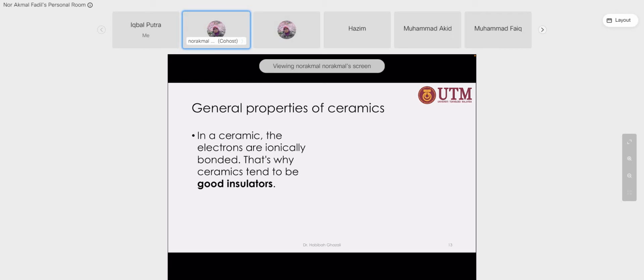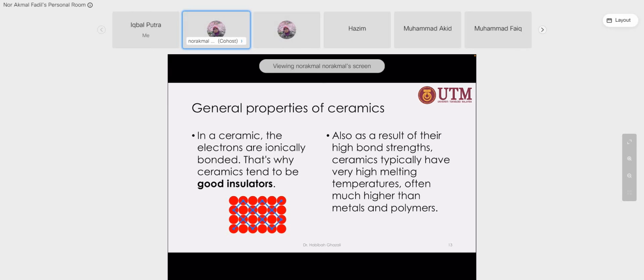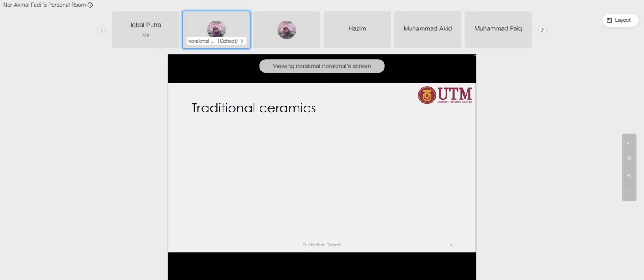So in a ceramic, the electrons are ionically bonded. That's why ceramics tend to be good insulators. Okay, so there are no active electrons moving around. Therefore, all the electrons are occupied in the orbitals of the atoms, so there are no active electrons that can conduct electricity. Also, as a result of their high bond strength, ceramics typically have a very high melting temperature, often much higher than metal and polymer.